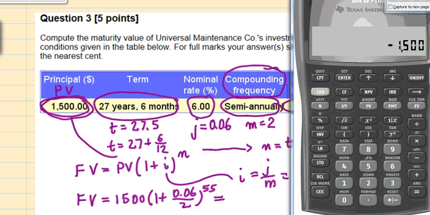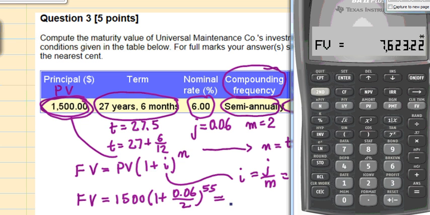investing $1,500, so put as a negative and press present value, then 0 for payment because we're not making any payments, and then future value we're calculating, so compute future value, and future value is $7,623.22. Now if we were to do a regular calculator, we can get the same answer.